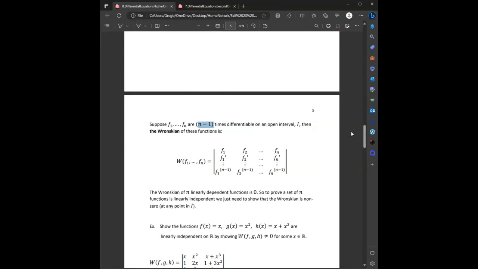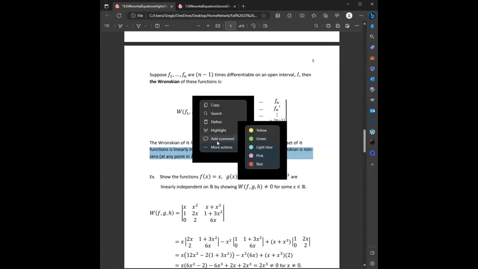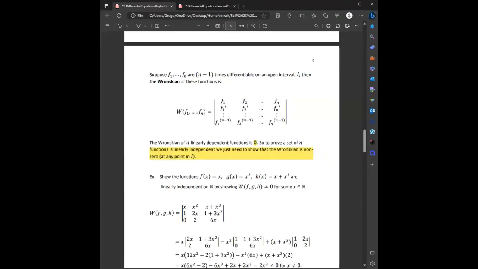And so the Wronskian of n linearly dependent functions is 0. So to prove a set of n functions is linearly independent, we just need to show that the Wronskian is non-zero. And we kind of remember this from the other chapter, right? You just need to get something that's not 0. And that means that they're linearly independent. And so that's kind of, I guess, what we're doing again.